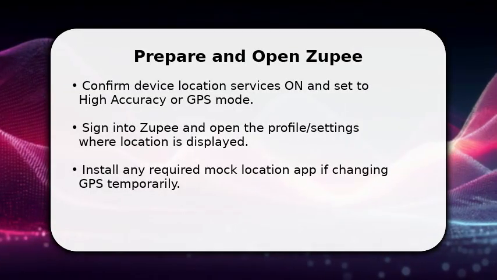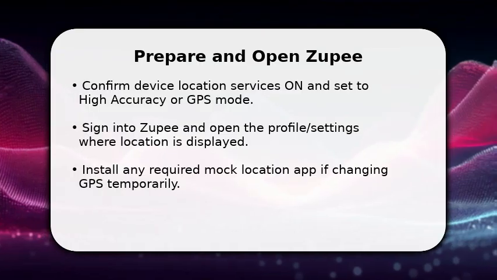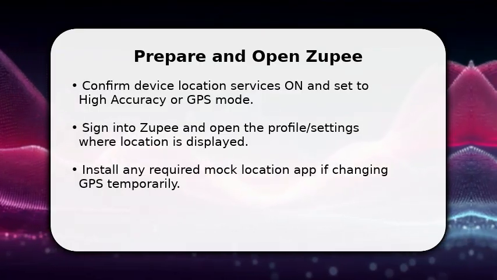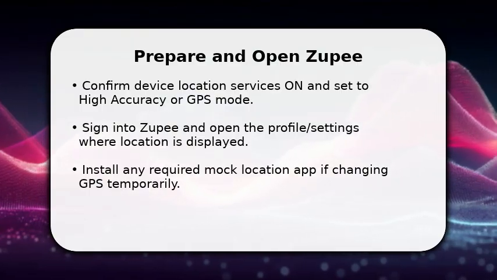You start by ensuring location services are active and set to high accuracy on your device. This gives Zupee precise readings. Next, you open Zupee and navigate to Profile or Settings where the app reads your location.